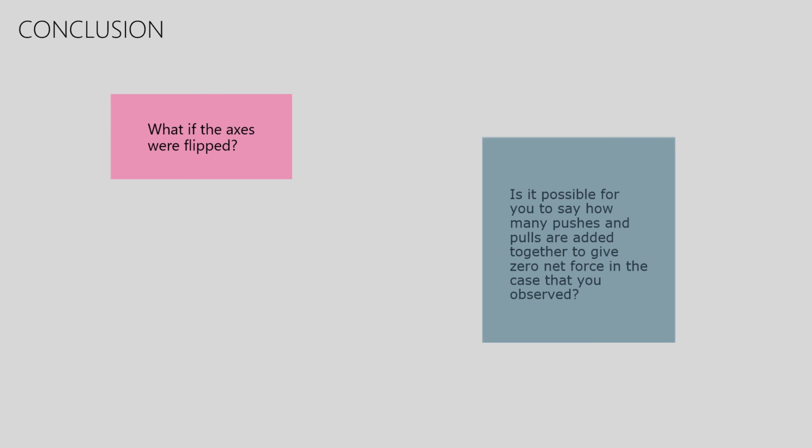Also, is it possible for you to say how many pushes and pulls are added together to give zero net force in the case that you observed? No, it's not possible to say that. You just know that it's zero net force. You don't know what happened up, down, left, right, diagonal. You don't know the intermediate steps. All you know is that it ended up being net zero.